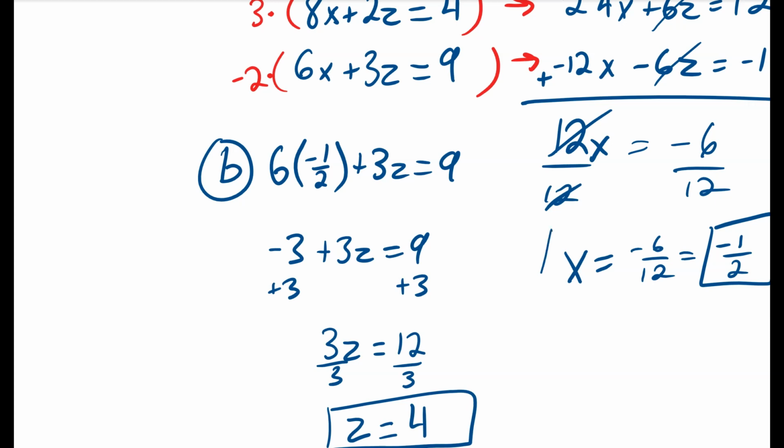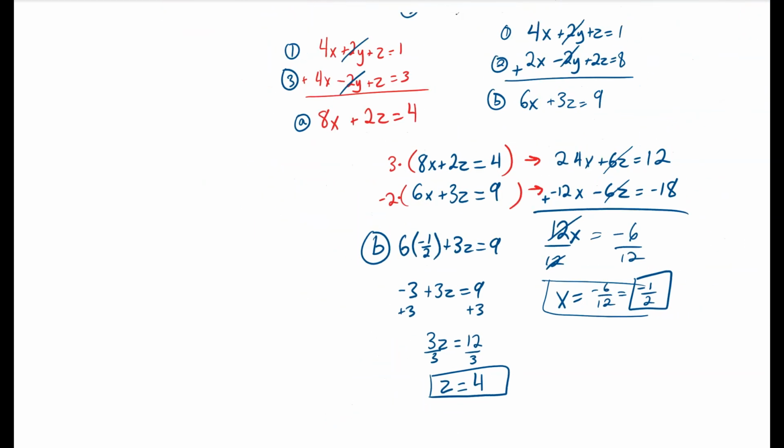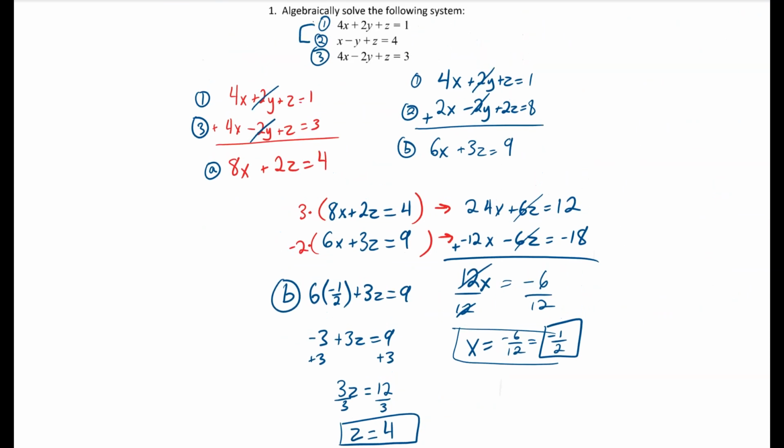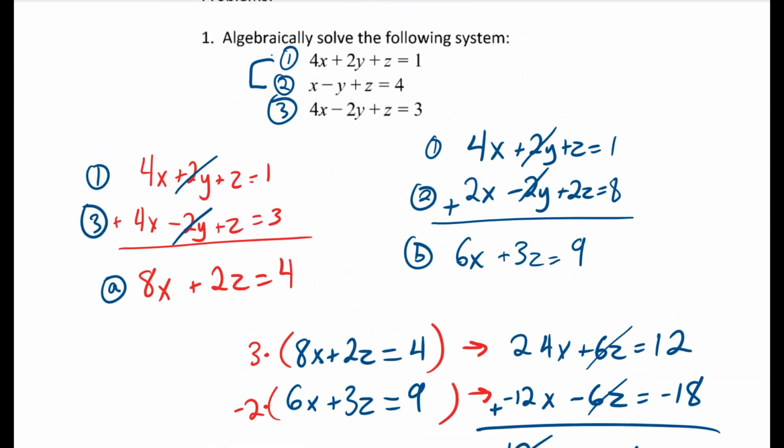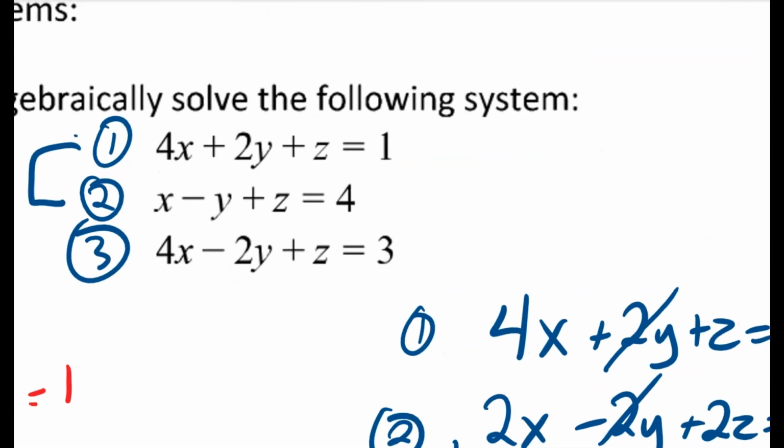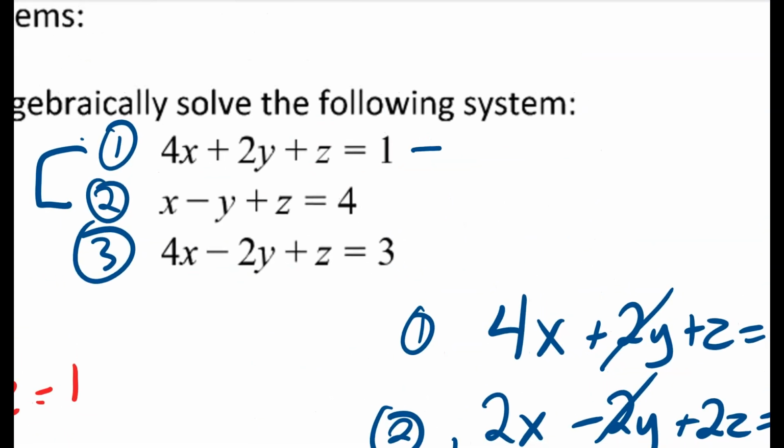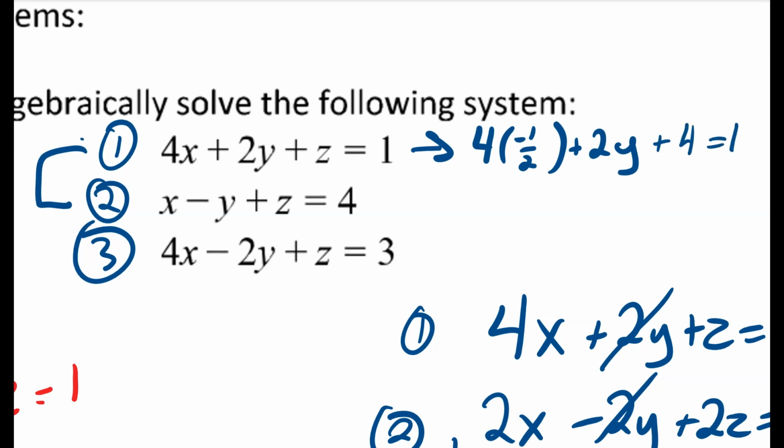Alright, so I have an x equals, I have a z equals, the only variable I'm missing is y. So now I'm going to go back to one of my original equations, and it doesn't matter which one, all 3 of them will work. I'm going to just pick equation 1, and I'm going to substitute in my x and my z values so that I can solve for y. So 4 times negative 1/2 plus 2 times y, that's what I'm looking for, plus 4 equals 1. 4 times negative 1/2 is negative 2.